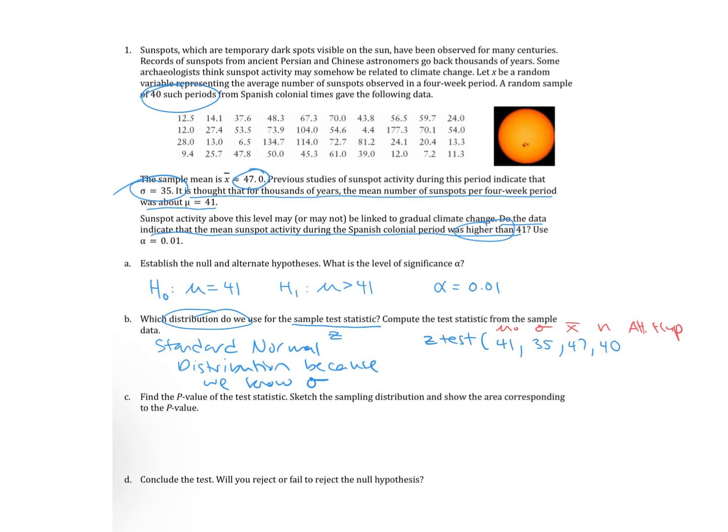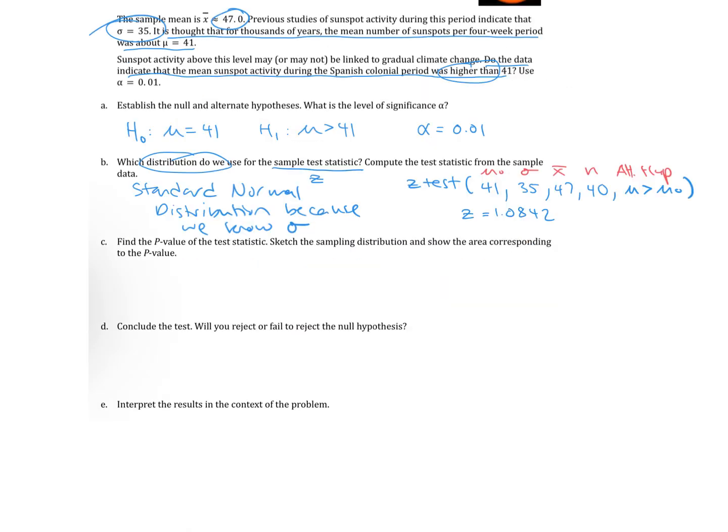And the alternate hypothesis is in the form mu greater than 41, so we need to do the drop-down menu and choose mu is greater than mu sub 0. We press enter, and we get z is approximately 1.0842.